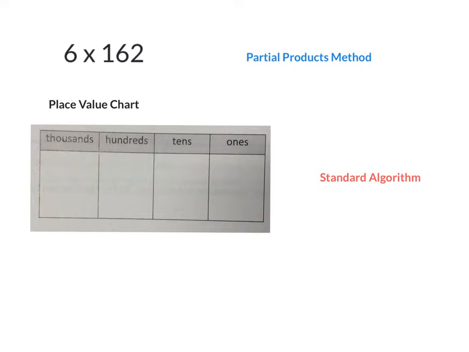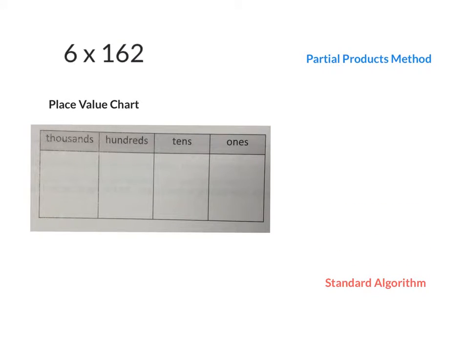We are going to review what we learned yesterday by multiplying 6 copies of 162. You'll recall that yesterday we learned two methods. We used a place value chart and we used the partial products method. Today we're going to add on by talking about the standard algorithm. But let's first start by reviewing what we learned yesterday. So if I want to use the partial products method, I can set it up by writing 162 times 6.